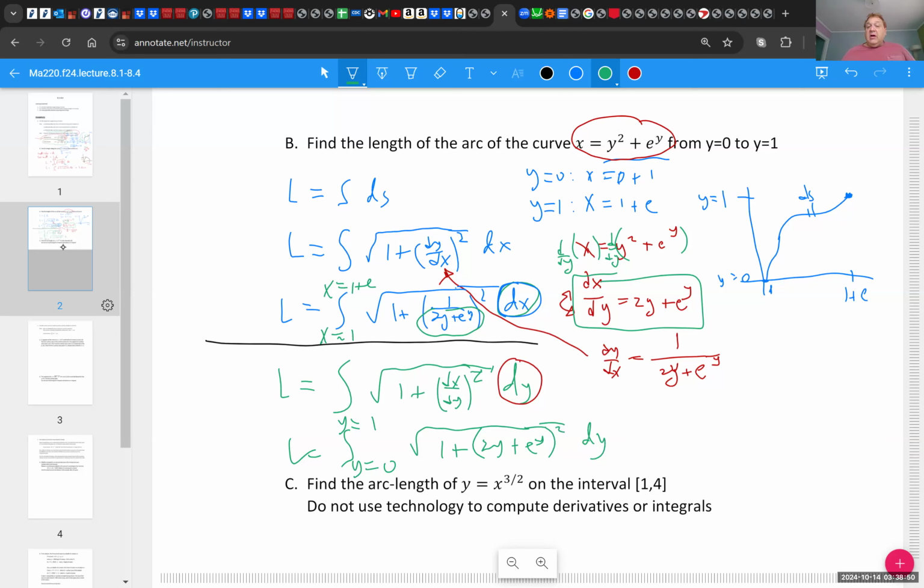Now everything is in terms of y already, right? Our differential is dy. All the stuff here is in terms of y's. The limits are in terms of y's. Everything's in terms of y's, so we're good to go. We can try to do this by hand, or as I'm going to do right now, we're going to use technology to calculate this thing. So we get 2y plus e to the y is the derivative.